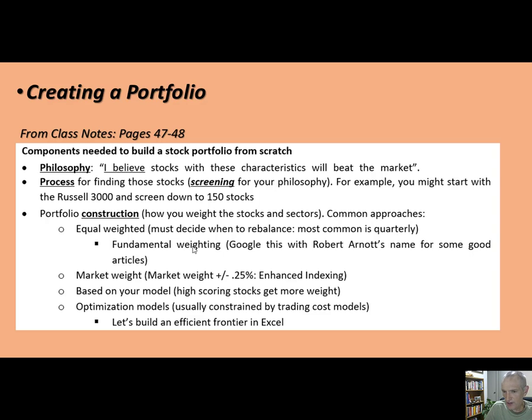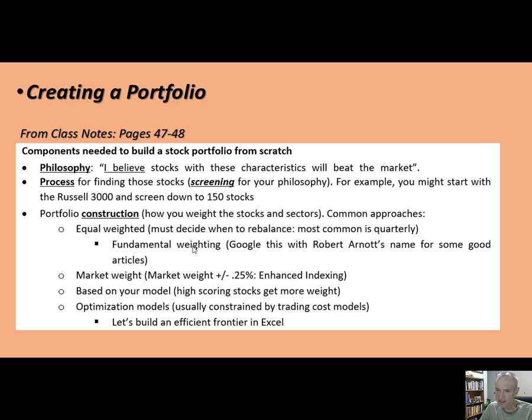You can do a market-weighted portfolio. So if Apple's 5% of the market, then you want to give Apple a big weight in your portfolio. You can't give them 5% because you're not buying every stock. But if Apple is twice as big as NVIDIA, then you put twice as much in Apple as you do in NVIDIA. Or there are portfolios called enhanced indexing.